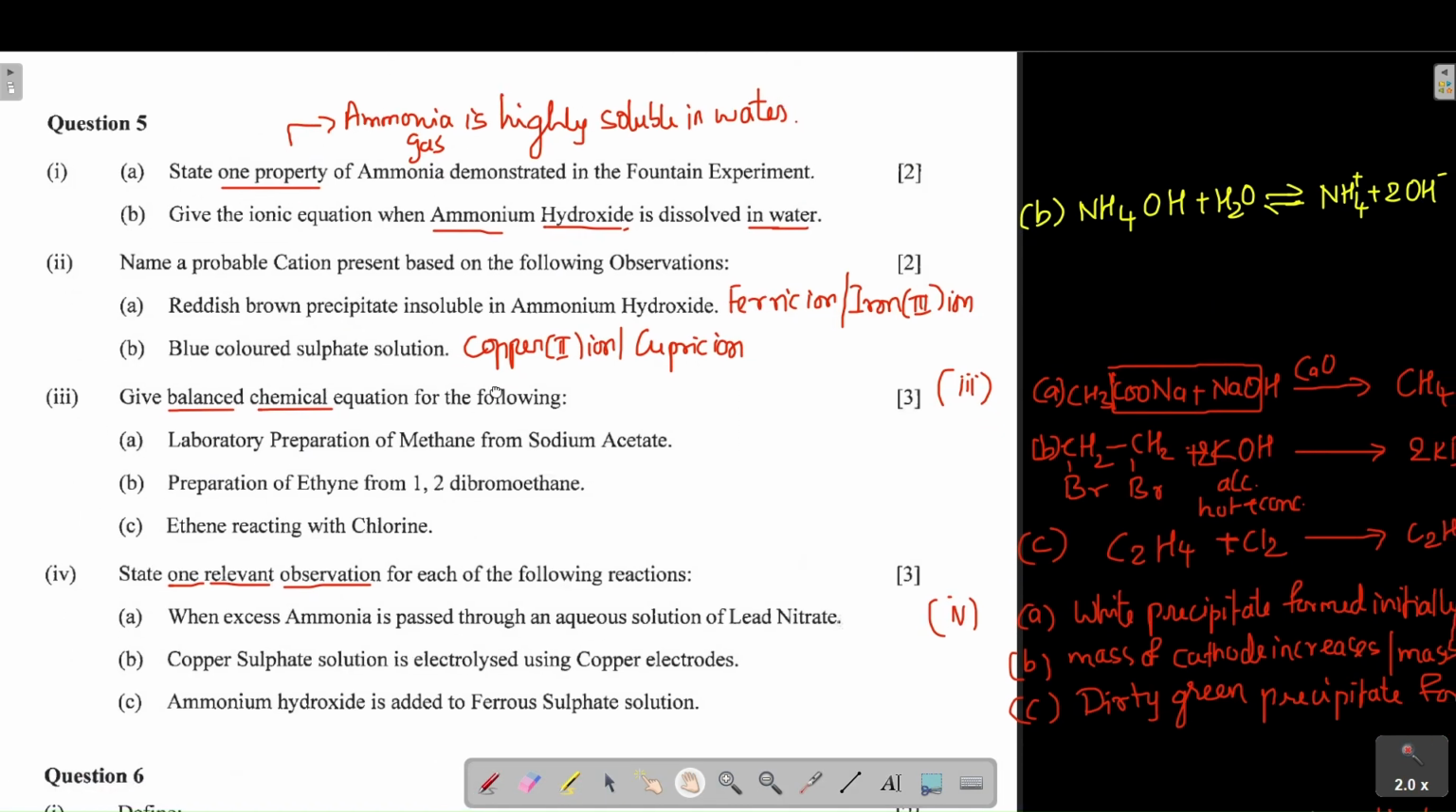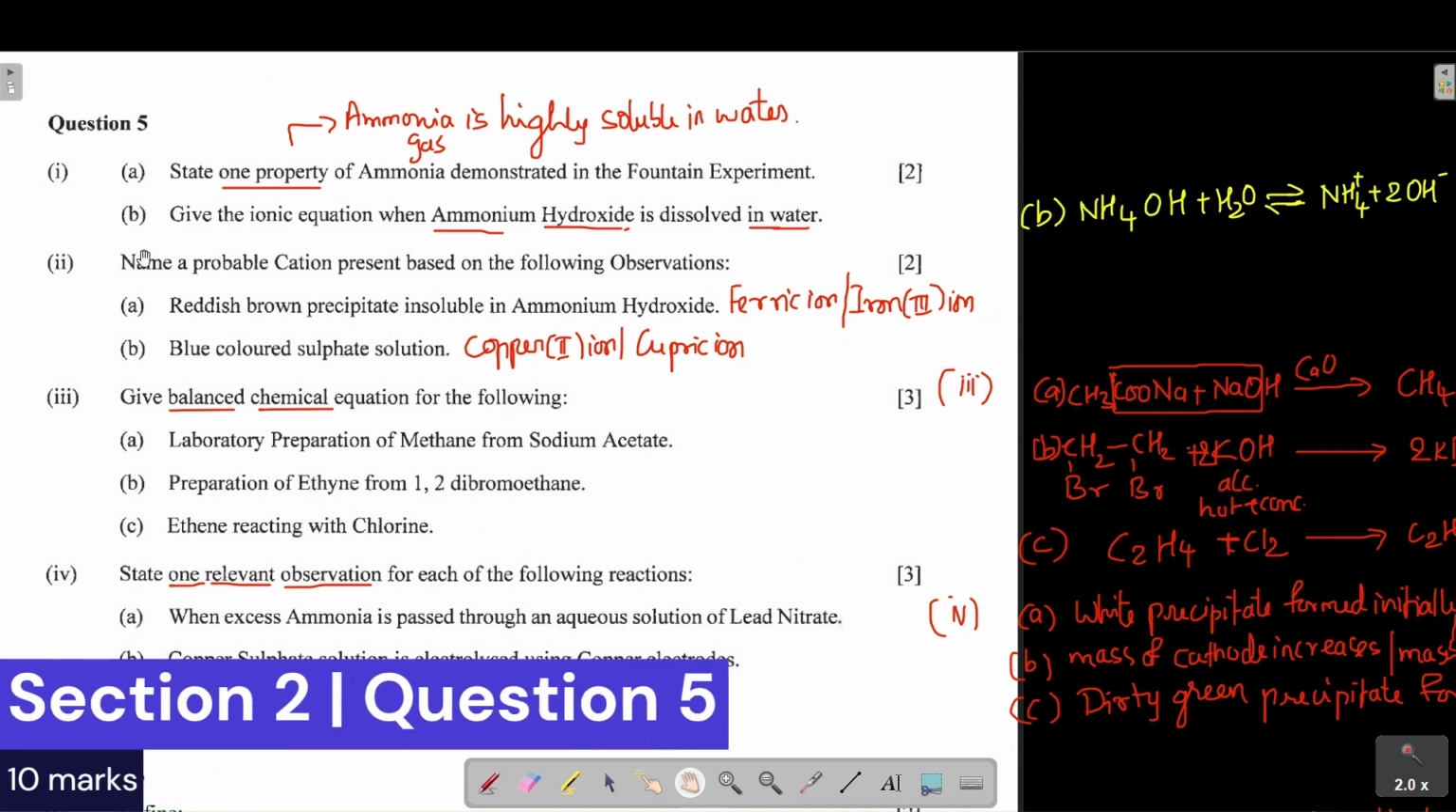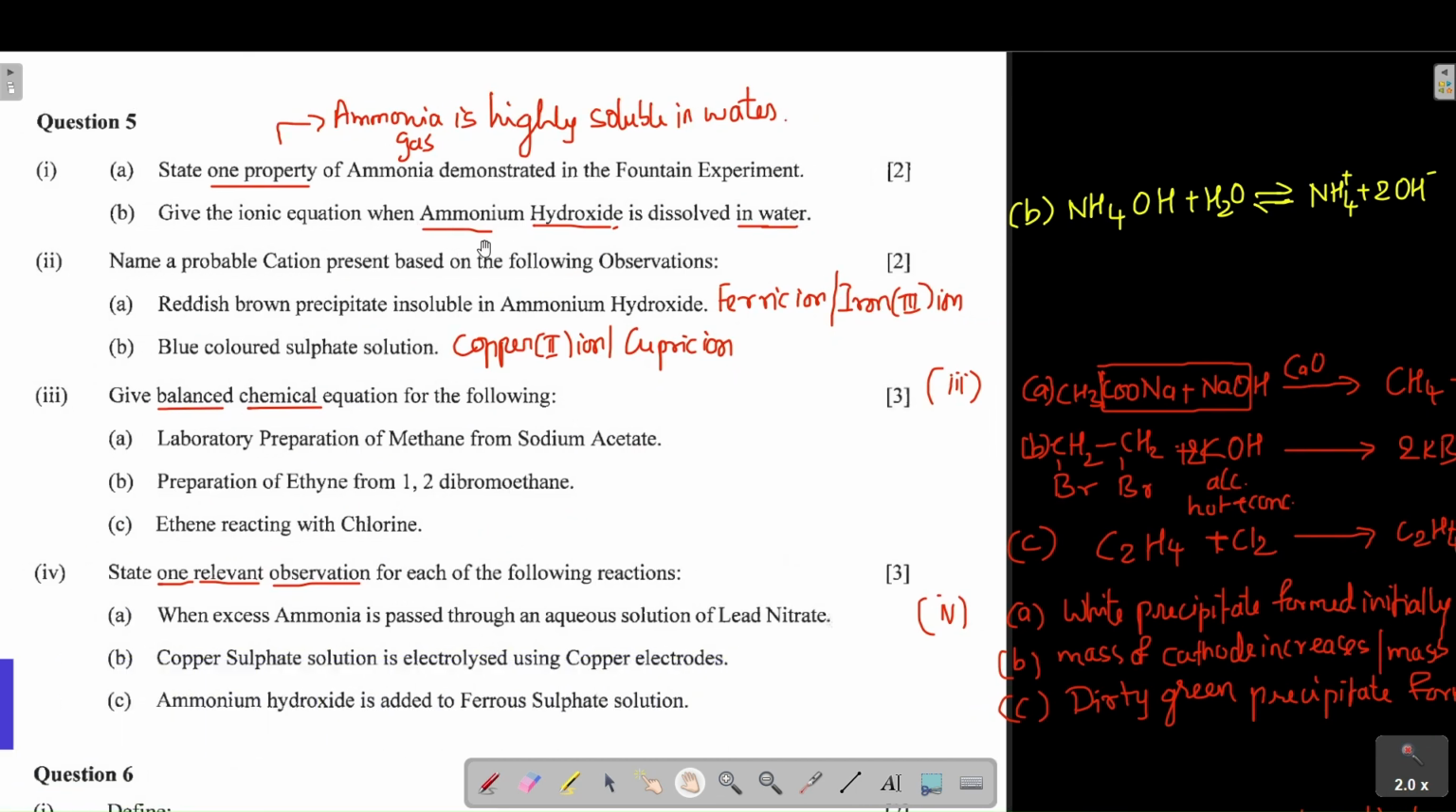Question number 5. State one property of ammonia demonstrated in the fountain experiment. 2 marks overall, A and B together. So ammonia gas is highly soluble in water. So that is the property demonstrated. That can be asked for HCl also. Same you have to write. Hydrogen chloride gas is highly soluble in water for HCl.